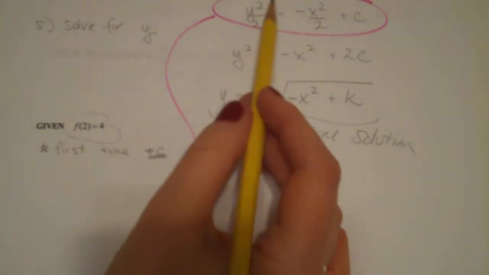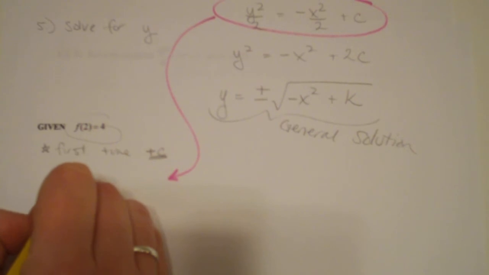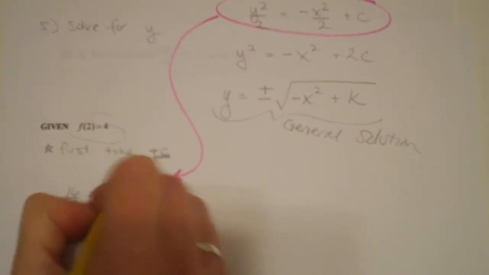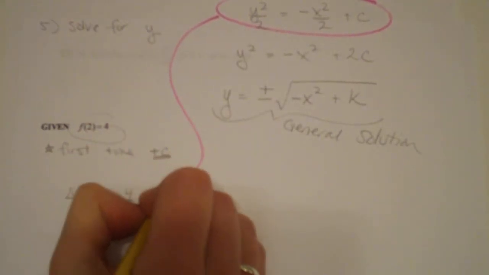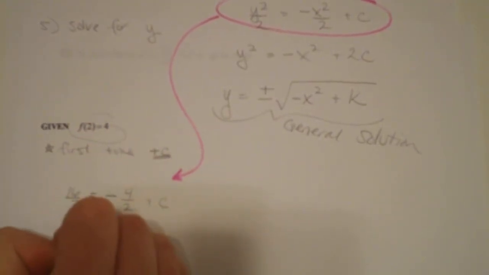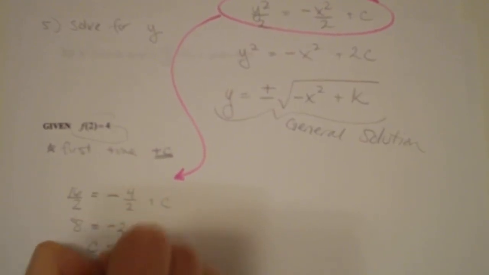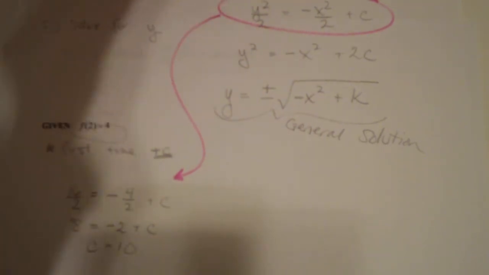So instead of y squared over 2, I'm going to have 4 squared over 2, which is 16 over 2, is equal to negative x squared, so that's going to be 2 squared, so 4 over 2 plus C. This is just 8 equals negative 2 plus C. Therefore, C is equal to 10. Hopefully that all makes sense for you, okay?